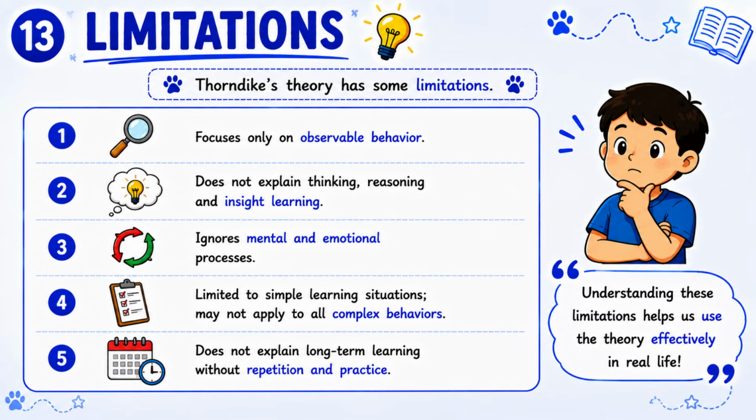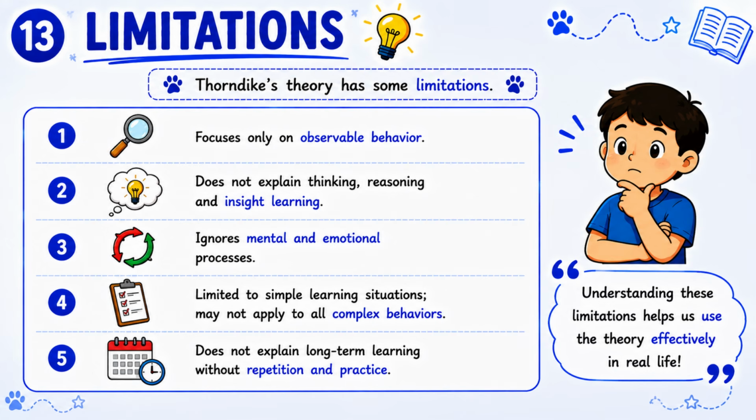Second limitation. It does not explain thinking, reasoning, or insight learning. Sometimes we solve problems by understanding them instantly, not just through trial and error. Third limitation. The theory ignores mental and emotional processes. Feelings, motivation, and emotion also influence learning, but they are not considered here. Emotions learningக்கு முக்கியம்தான்.